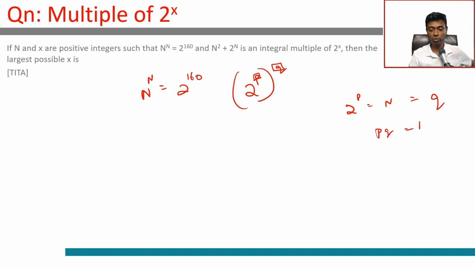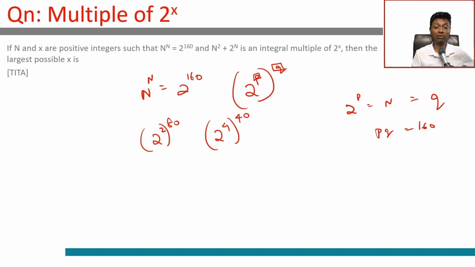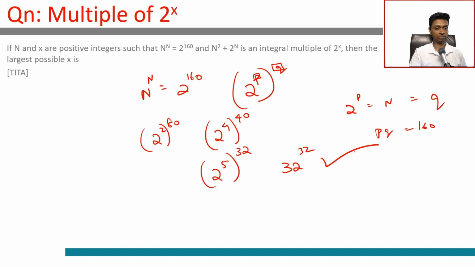P into q is 160. If you write this as 2 square whole power 80, this is 4 power 80. That doesn't work. I cannot write this as 2 cube whole power something. I can say 2 power 4 whole power 40. 2 power 4 is 16, 16 power 40. That doesn't work. 2 power 5 whole power 32. 2 power 5 is 32. 32 power 32. Done. So n is equal to 32. It's a roundabout way of saying n equals 32.